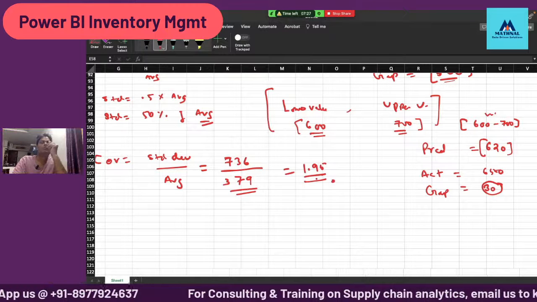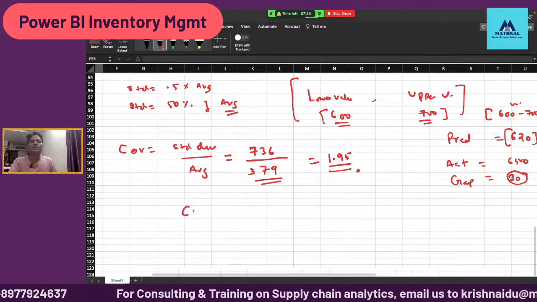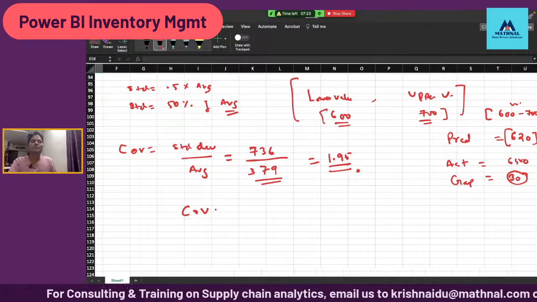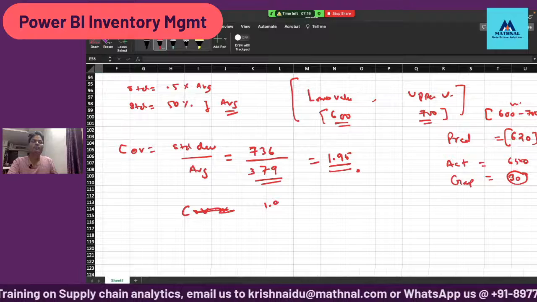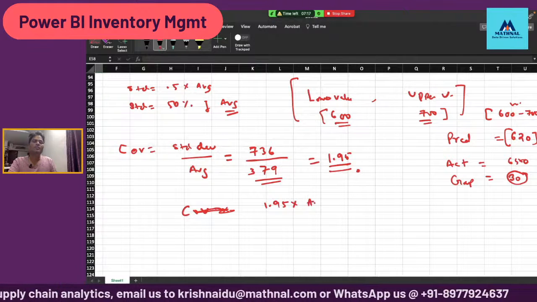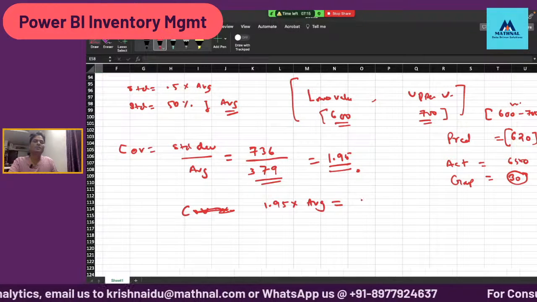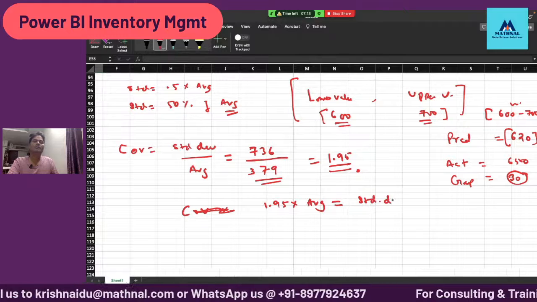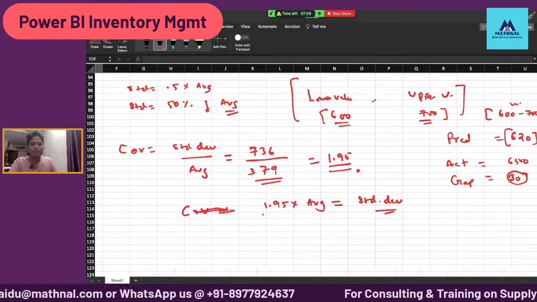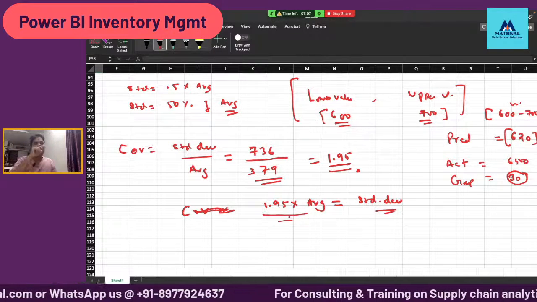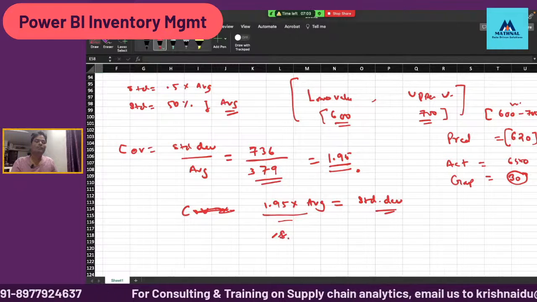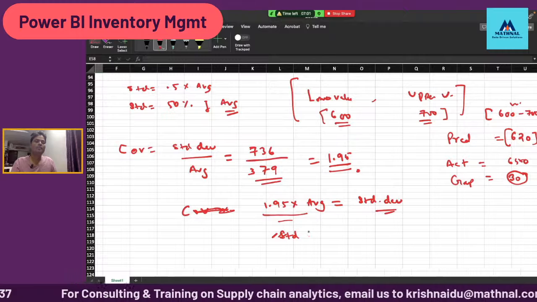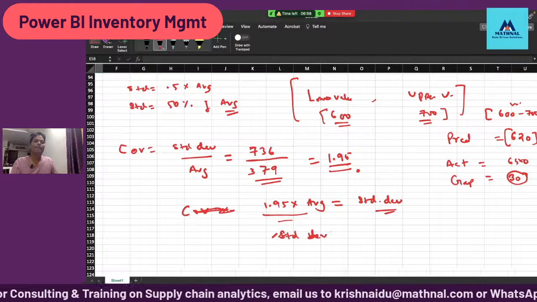So what is the meaning of this? COV is a factor. COV into average. What is COV here? 1.95. 1.95 into average is equal to standard deviation. So standard deviation is 1.95 times the average. This is a very high value because we want the ratio to be lesser than 1.